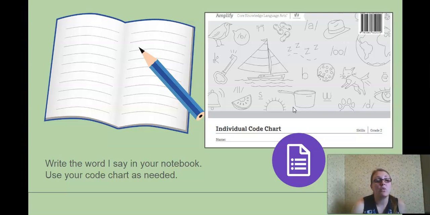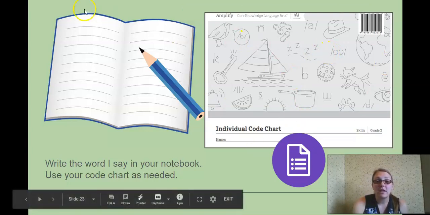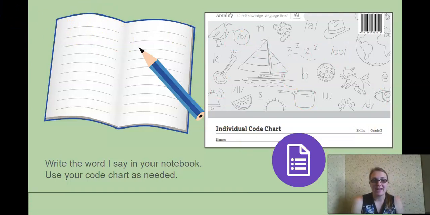All right, now it's another dictation portion. I'm going to say one word, and you're going to write it in your notebook. Again, you can use your individual code chart just like you did in lesson 1. So listen very carefully to the word I say. Use your code chart for help if you need it, and then write the word you hear. Okay, when you're ready with your pencil and paper, you're going to write the word that I say.